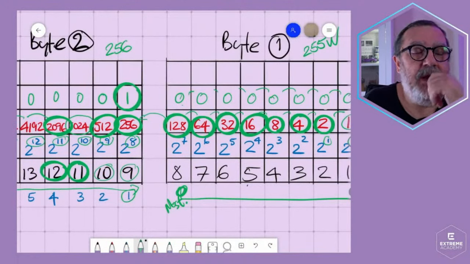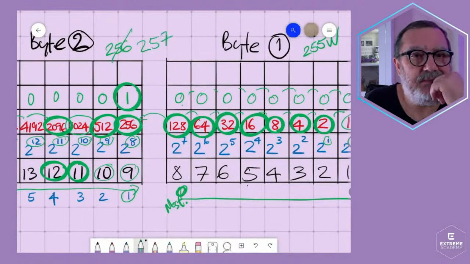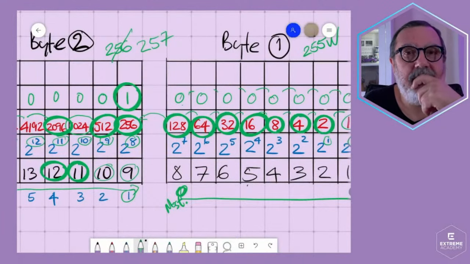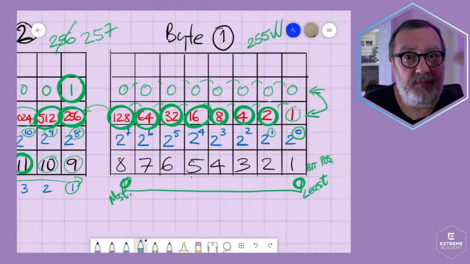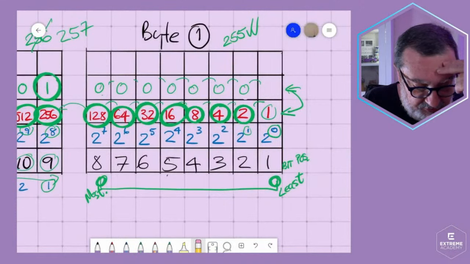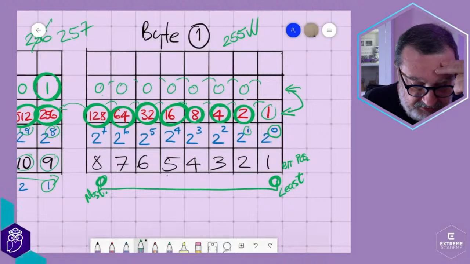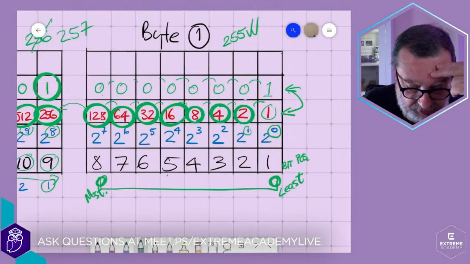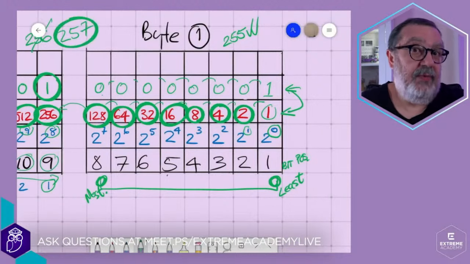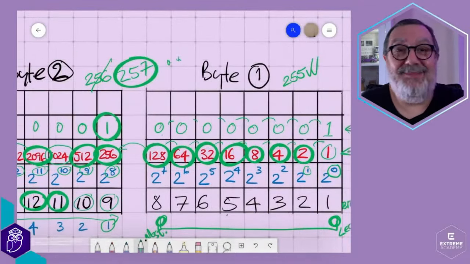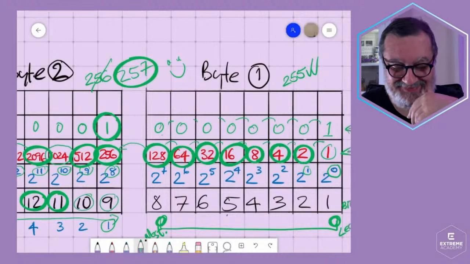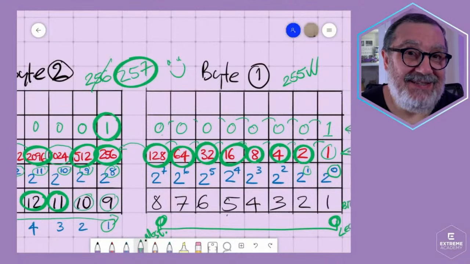Make sense? Now, what if I wanted 257? Think about it. I'll give you 10 seconds. Got it? Okay. So your answer should be 0, 0, 0, 0, 0, 0, 0, 1, which makes 256. And then here, that should be 0, 0, 0, 0, 0, 0, 0. And then the last bit over here should be removed and replaced with the 1. 257. And I can make any number in binary. Listen, that is absolutely fantastic.